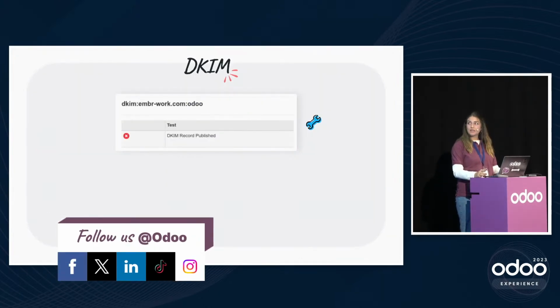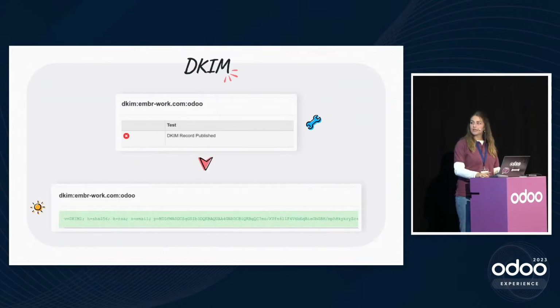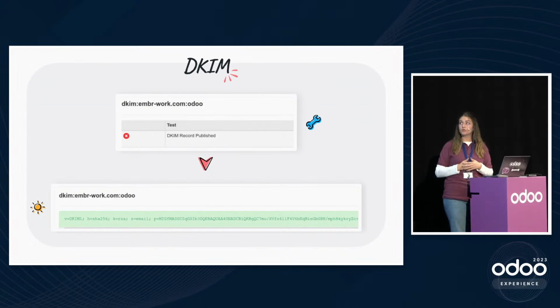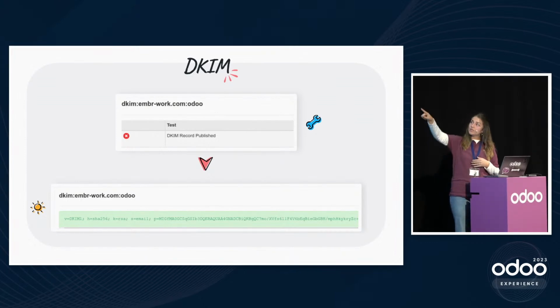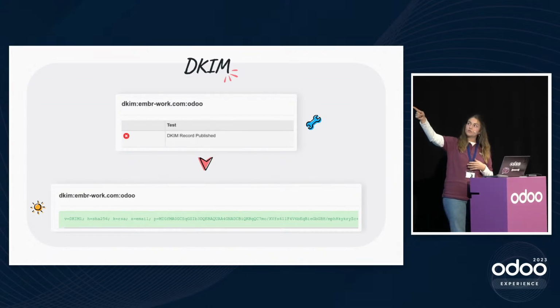So here is my little test before publishing my DKIM record, and this is after. If I want to check if my DKIM record is correct, I can test Odoo's one. And if I want to test my own, you will see that I put the Odoo selector right after. If you test your DKIM without putting the Odoo selector, you will have no result.